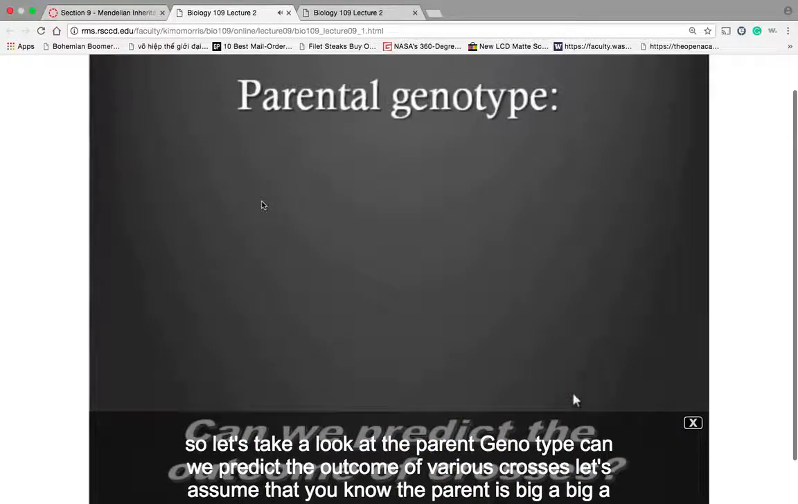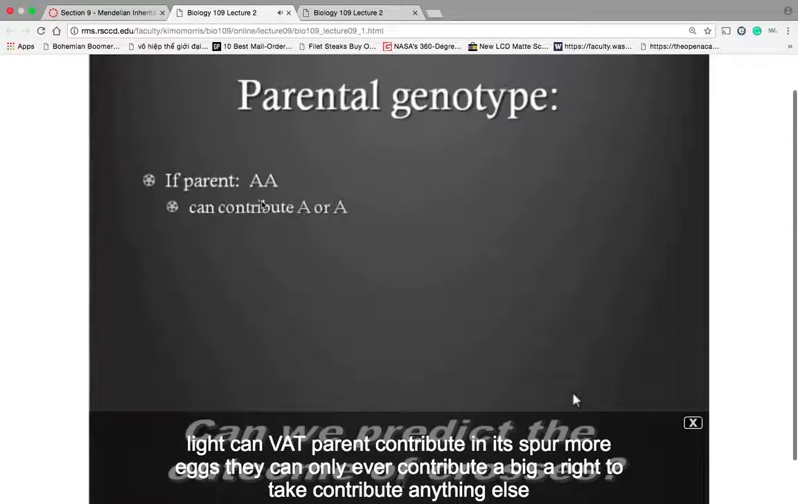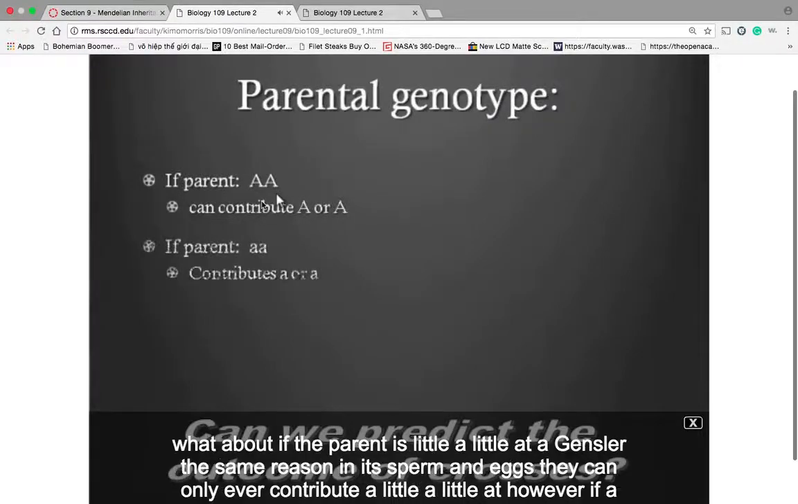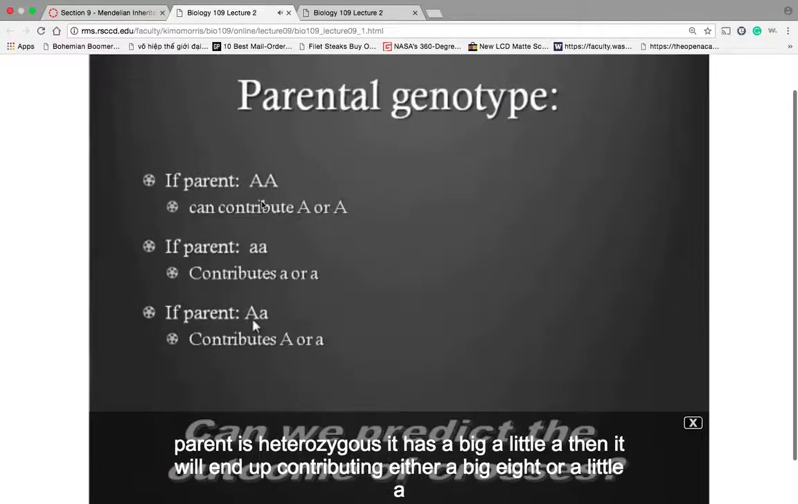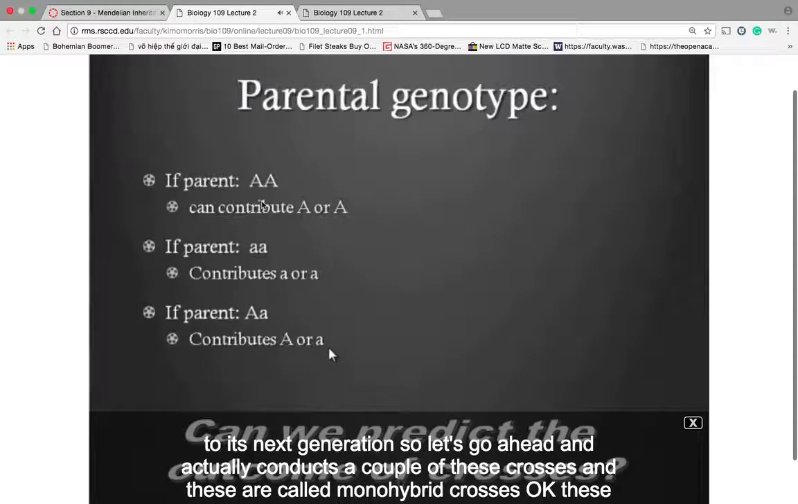So let's take a look at the parent genotype. Can we predict the outcome of various crosses? Let's assume that you know the parent is big A, big A. What can that parent contribute in its sperm or eggs? It can only ever contribute a big A, right? It can't contribute anything else. What about if the parent is little a, little a? Again, for the same reason, in its sperm and eggs, it can only ever contribute a little a. However, if a parent is heterozygote and has a big A and a little a, then it will end up contributing either a big A or a little a to its next generation.